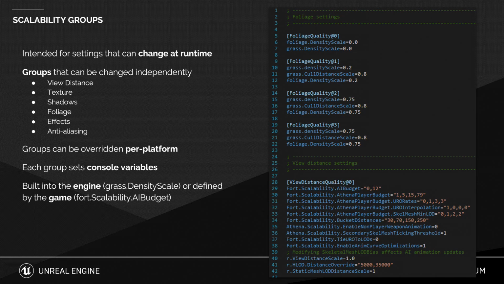So exactly what highest quality textures and lowest quality textures mean and what console variables they change and what settings they change can be overridden per platform.